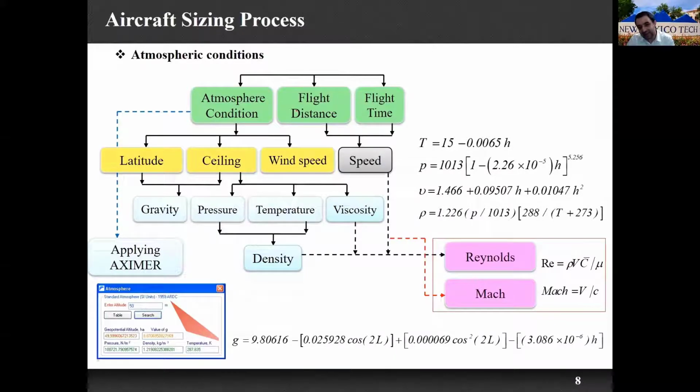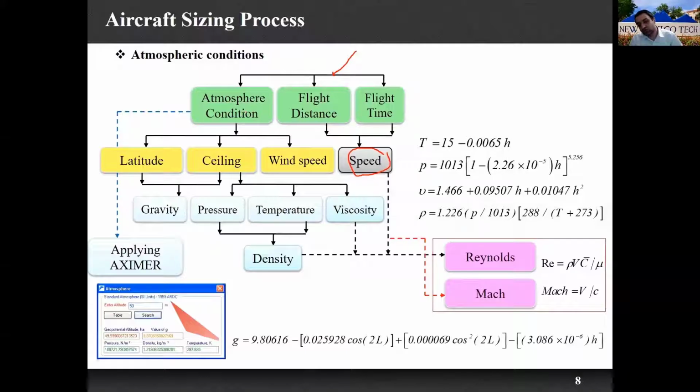So again, after determining the flight modes, we need to know our flight distance and flight time. These are given. For example, if our drone is supposed to fly 200 miles in 2 hours, we can easily get our cruise speed. Since, as we said, 80% of our flight is cruise flight, we can estimate the speed based on these given criteria, including the flight distance and the flight time.